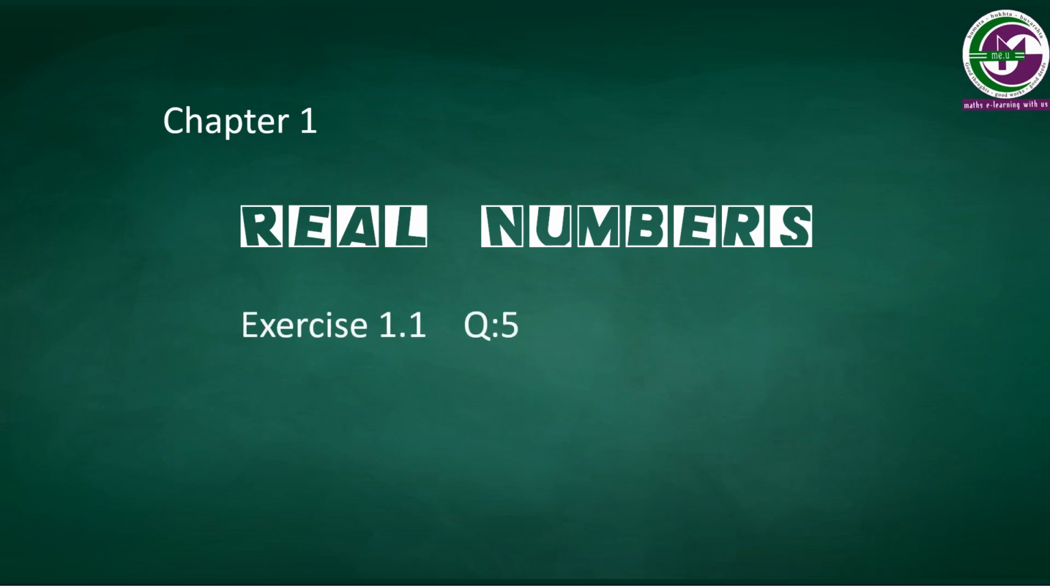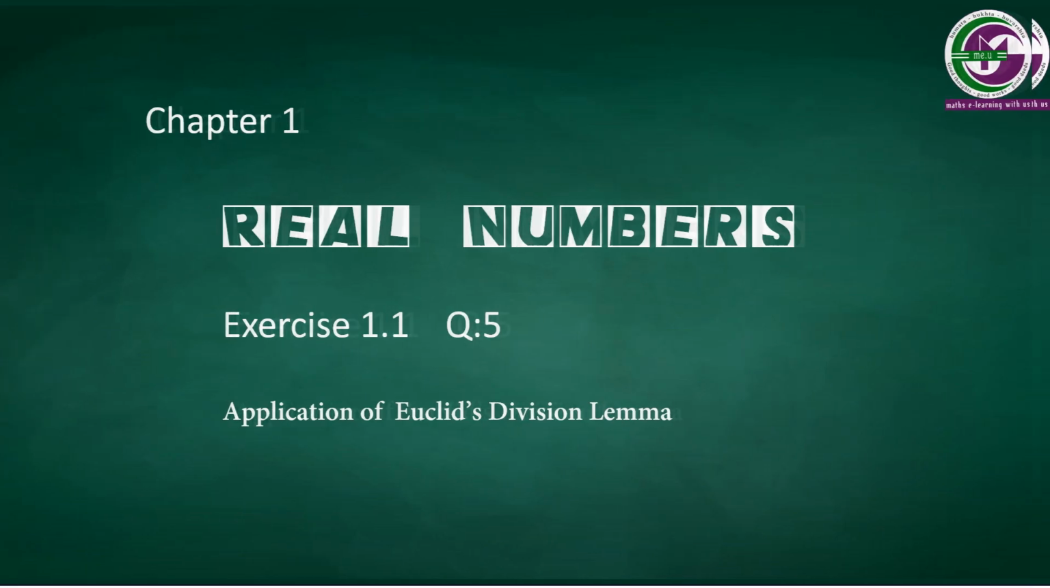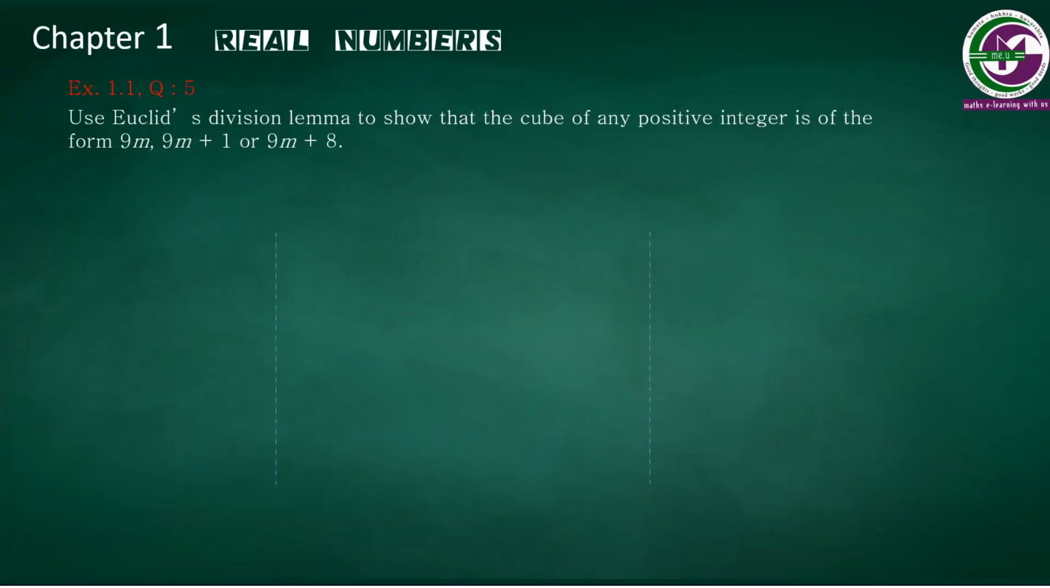In this session, the last question of exercise 1.1 will be discussed, and it is also an application of Euclid's division lemma. So let us move on to the last question of exercise 1.1, question number 5. The question is, use Euclid's division lemma to show that the cube of any positive integer is of the form 9m, 9m plus 1 or 9m plus 8.